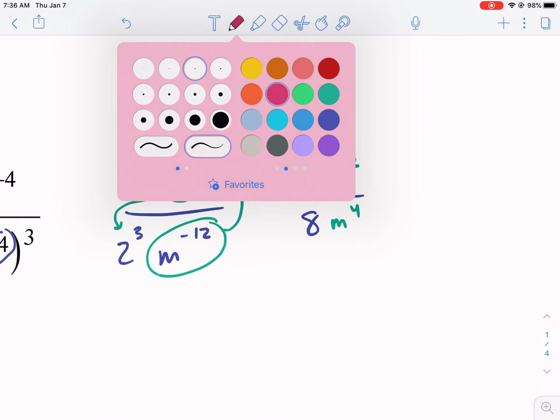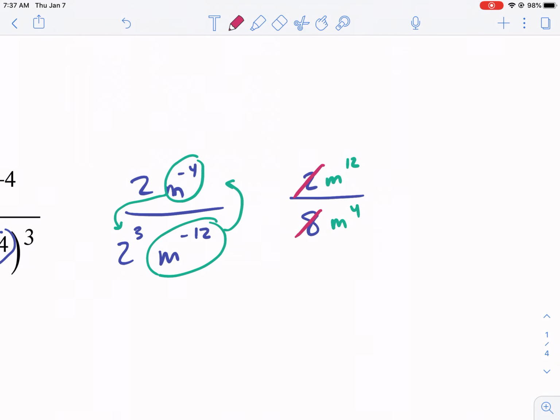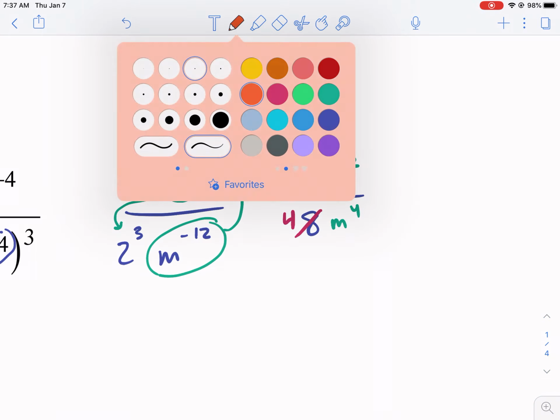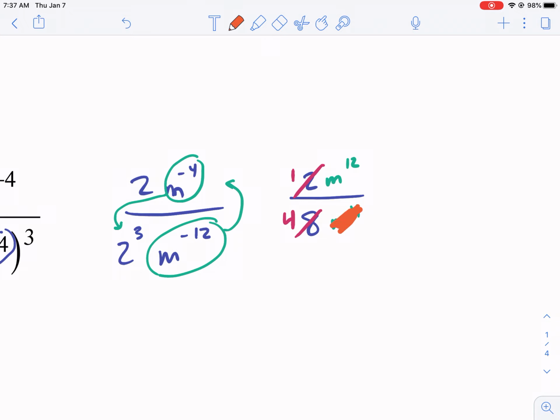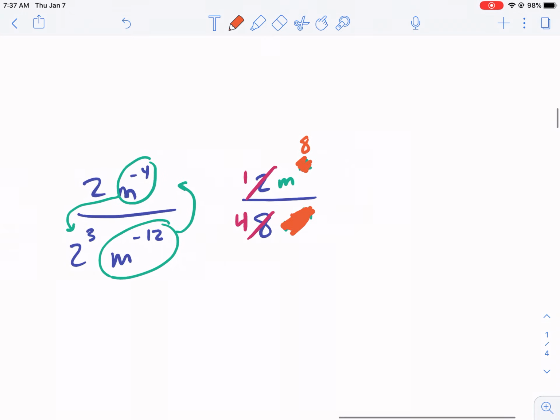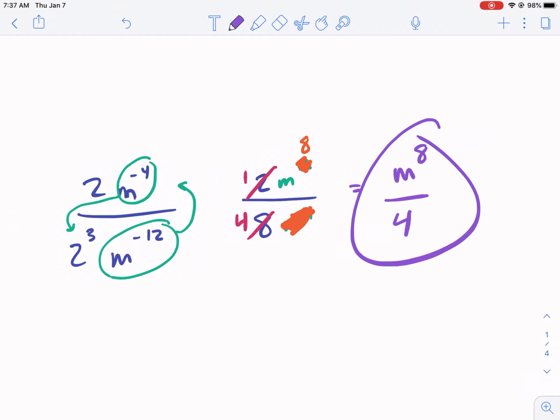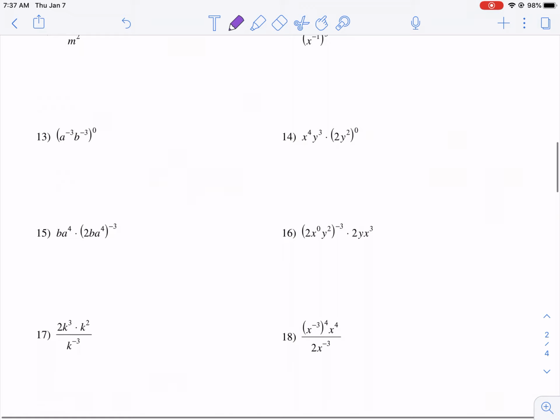Now I'm going to do some canceling and reducing. So 2 goes into 8 4 times, and that's 1 for the 2. 2 divided by 2 is 1. 8 divided by 2 is 4. And then I'm going to cancel my m's. So I cancel 4 of these with 4 in the top. The bigger one always wins and gets reduced by the amount of the smaller one. So then we are left with our final answer of m to the 8th power over 4. And that's it. Okay, let's check out the second page real fast and then let's call it a day.